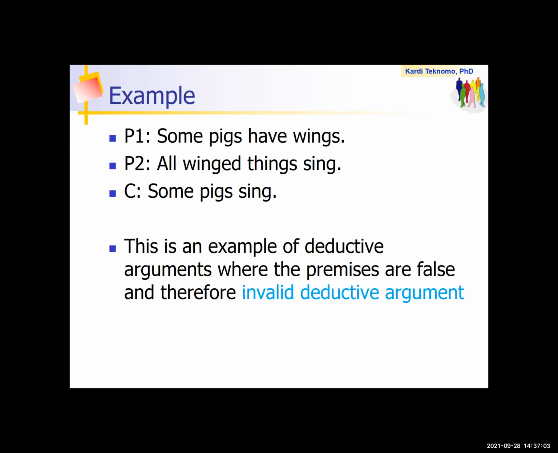How about this? Some pigs have wings. All winged things sing. Then the conclusion is some pigs sing. So what do you think? This is clearly unsound. Why? Because the premises are false. But this is still an example of a deductive argument.